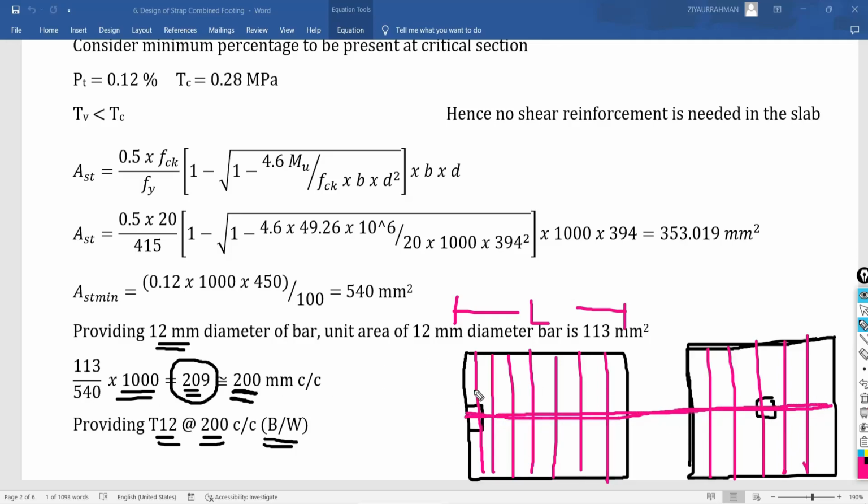Okay, so here we have done the design along the transverse direction for this foundation slab, and whatever value we are getting along this transverse direction, we are going to implement along the length of the foundation. So with the same spacing I am going to provide this reinforcement in this direction also, 12 mm diameter of bar at a spacing of 200 mm center to center for this foundation also. So here it is going to become both ways.